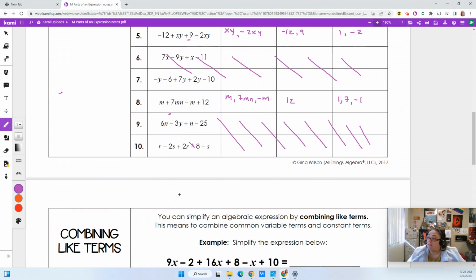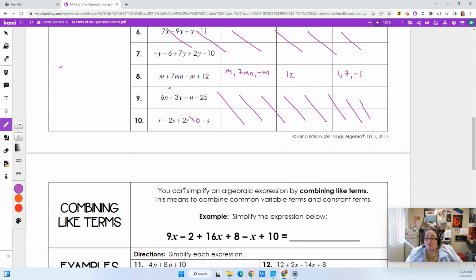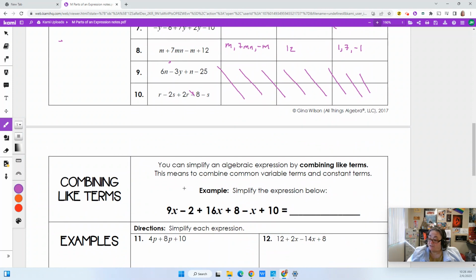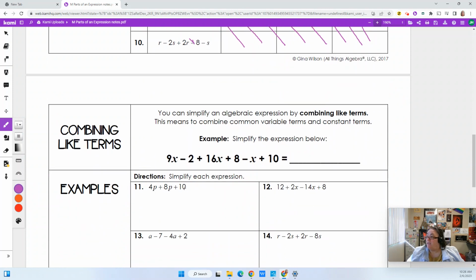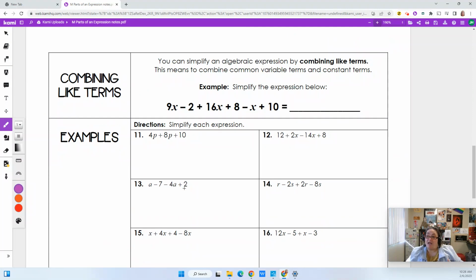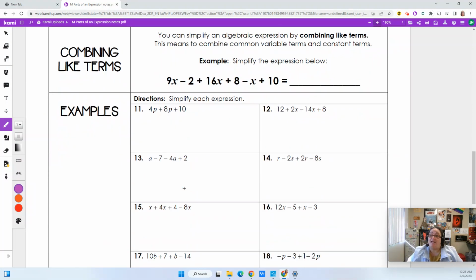And the reason that we've done it is because we need to talk about combining our like terms, right? And we know what terms are now. And I noticed that it's starting us with this same expression that we'd had in the beginning, right? This 9x minus 2 plus 16x plus 8 minus x plus 10. A lot of pieces, right?